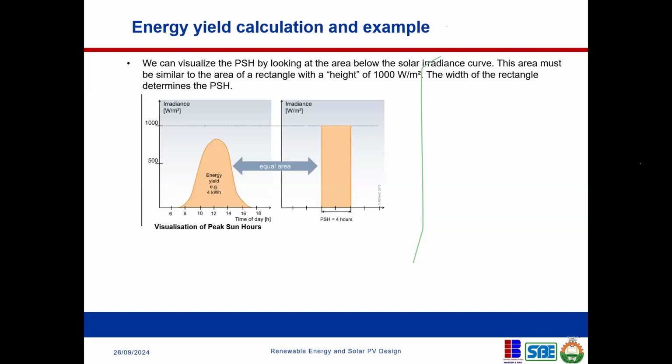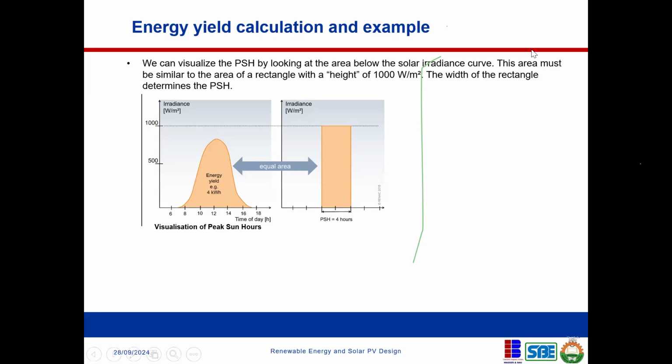So this is just an illustration of what a peak sun hour means. We can visualize peak sun hour by looking at the area below the solar irradiance curve. This area must be similar to the area of a rectangle with a height of 1,000 watts per meter square. The width of the rectangle determines the peak sun hour.